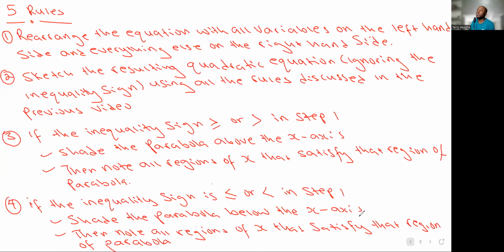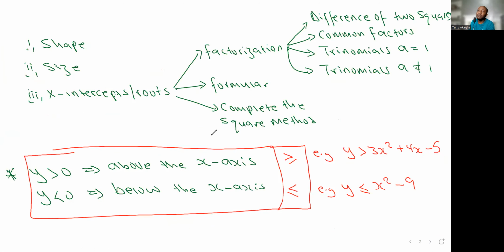So the first thing, you have to rearrange the equation with all the variables on one side and everything else on the other side. You then sketch, ignoring the inequality sign, as normal, like we talked about. You talk about the shape, the size, the x-intercept, the y-intercept, and the vertex. That's the end of the method. Oh, I didn't finish this one up. So number 4, you use the y-intercept to sketch the graph. And number 5, you use the vertex.